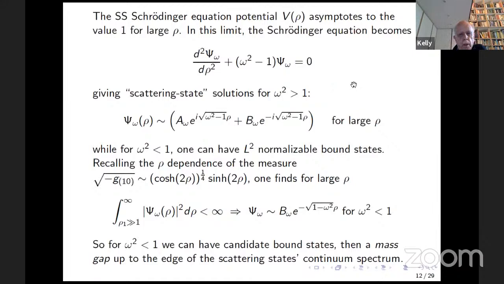And if you recall the structure of the 10-dimensional measure, the cosh 2 rho to the 1 quarter sinh 2 rho, you find for large values of rho, the condition of normalizability is given here. You see that, in fact, it has a standard exponential falloff for an L2 normalizable state. So we have a dual situation. We have candidate bound states for omega squared less than 1. Then there's a mass gap up to the edge of a continuous spectrum here at omega equals 1, where the scattering states begin.